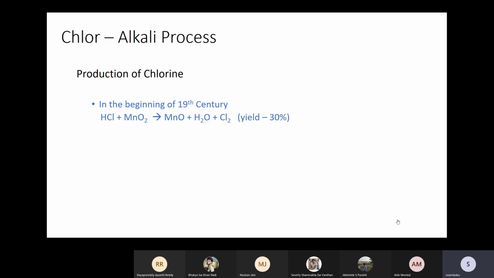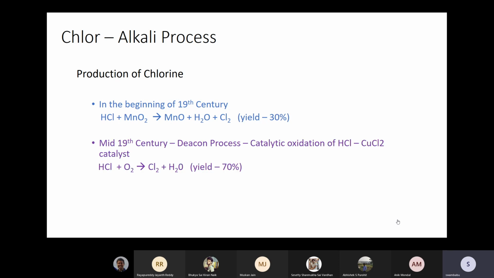they used to produce chlorine from hydrochloric acid with MnO2. However, the yield was very low for this reaction.